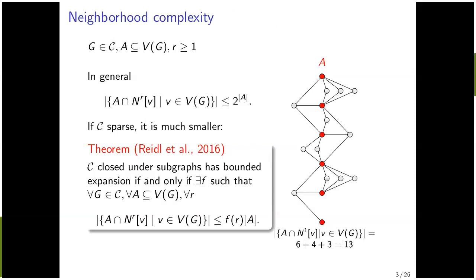Okay, so now if I have such a class of bounded expansion, I define the neighborhood complexity of this class to be the smallest function f that satisfies this inequality for every G in the class, for every subset A of vertices, and for every r.